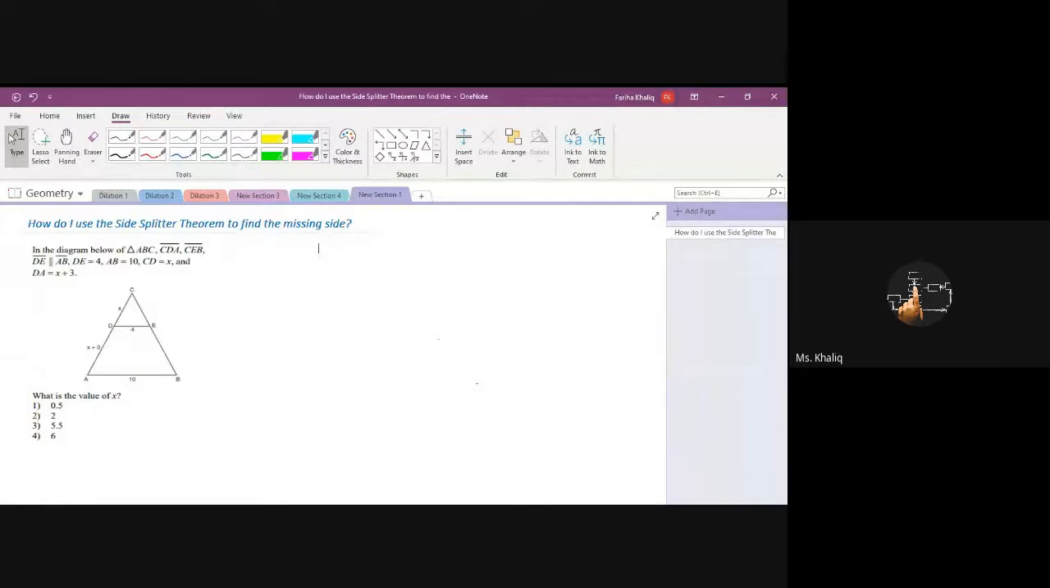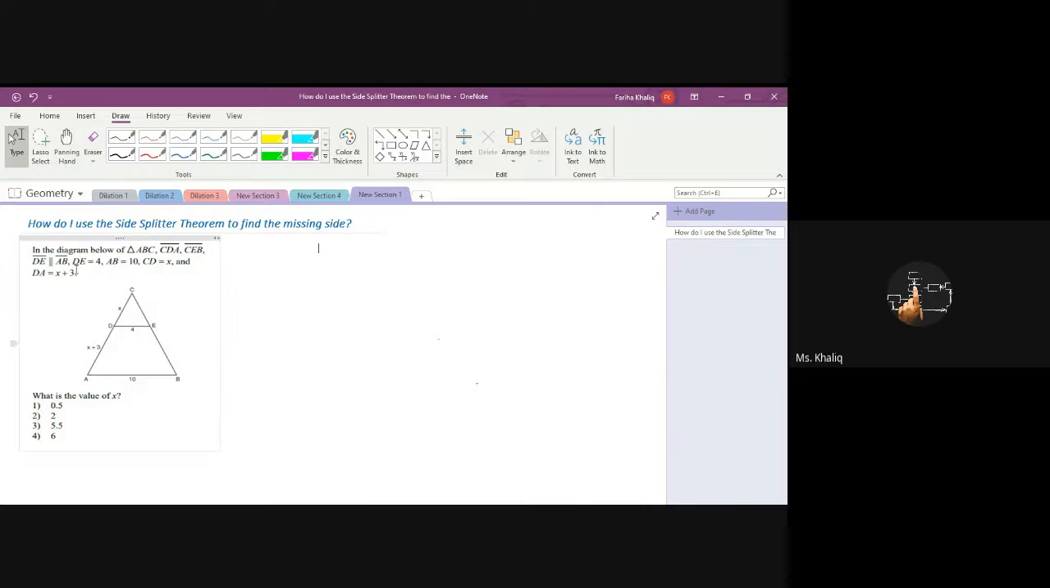Welcome. We're going to look into how to use the side splitter theorem to find the missing side of a triangle. So here's a typical question. You're given triangle ABC in the diagram below. Here we go, ABC, and then they're telling you that DE is parallel to AB. So the line DE is 4 and AB is 10, and CD is X and DA is X plus 3. And now you need to find the value of X, okay?